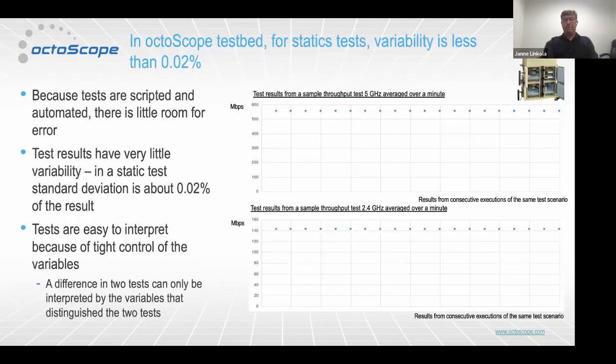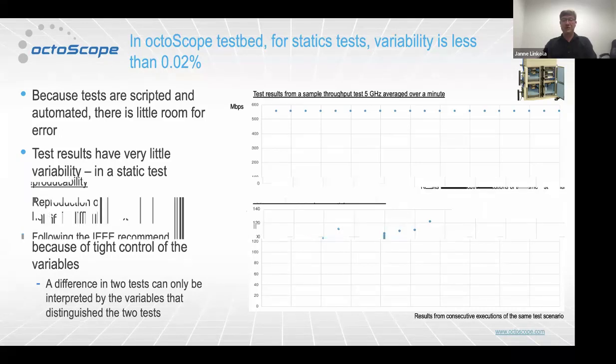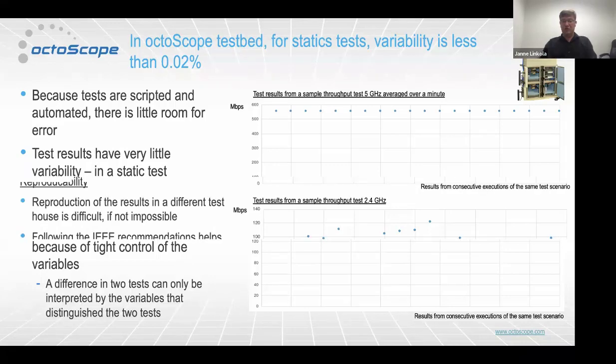We have another data set here that was now done in a controlled test bed. In this particular case, we tried to roughly replicate the previous scenario, but just do it in a test bed. So we used attenuators to reach a similar type of speeds. And again, we execute the test here 20 times.